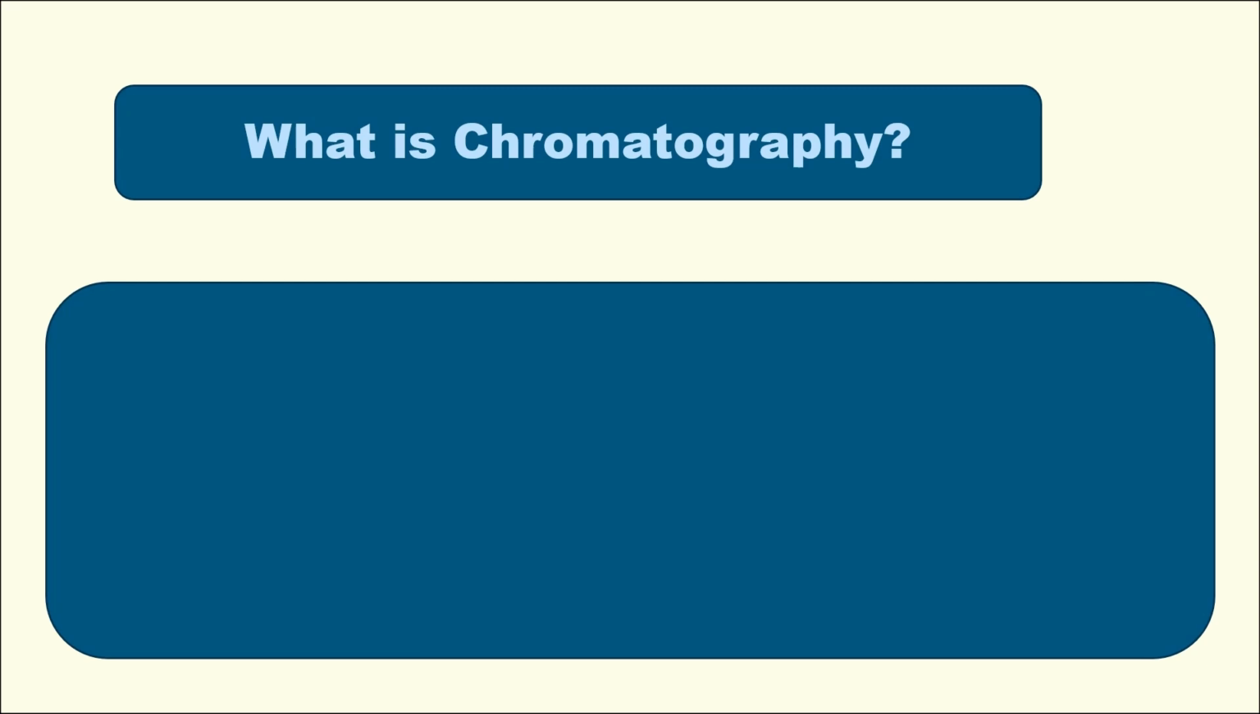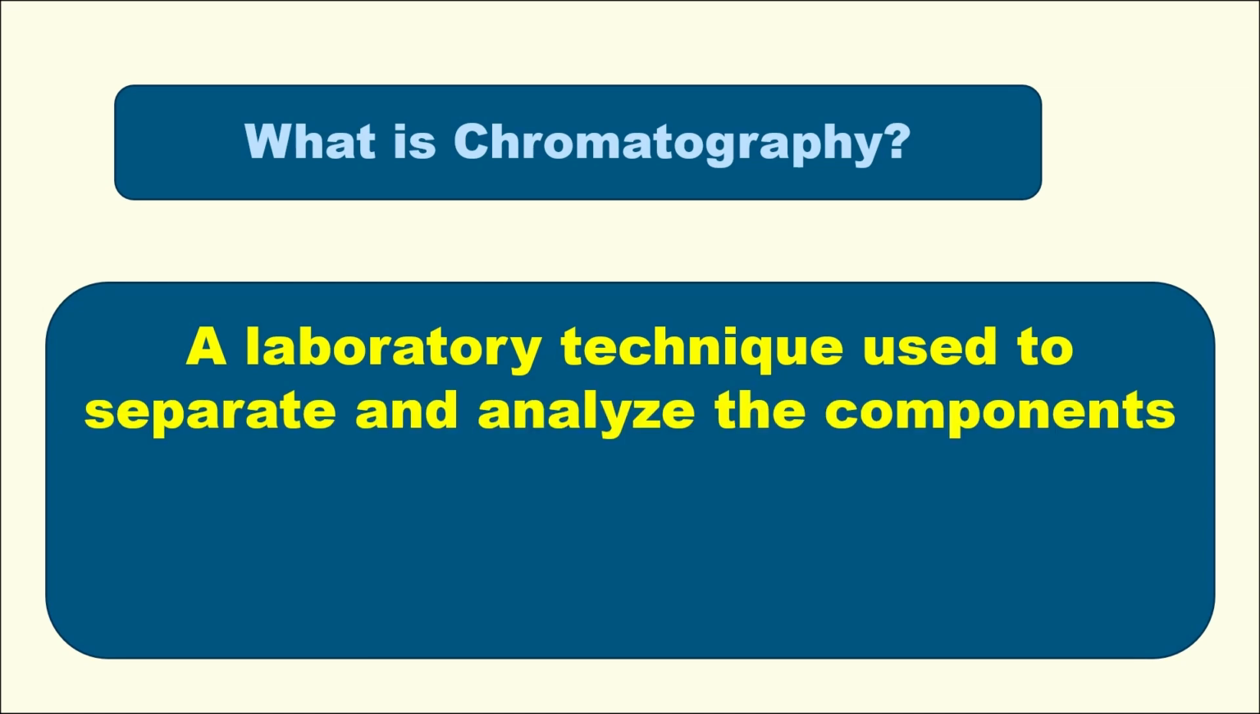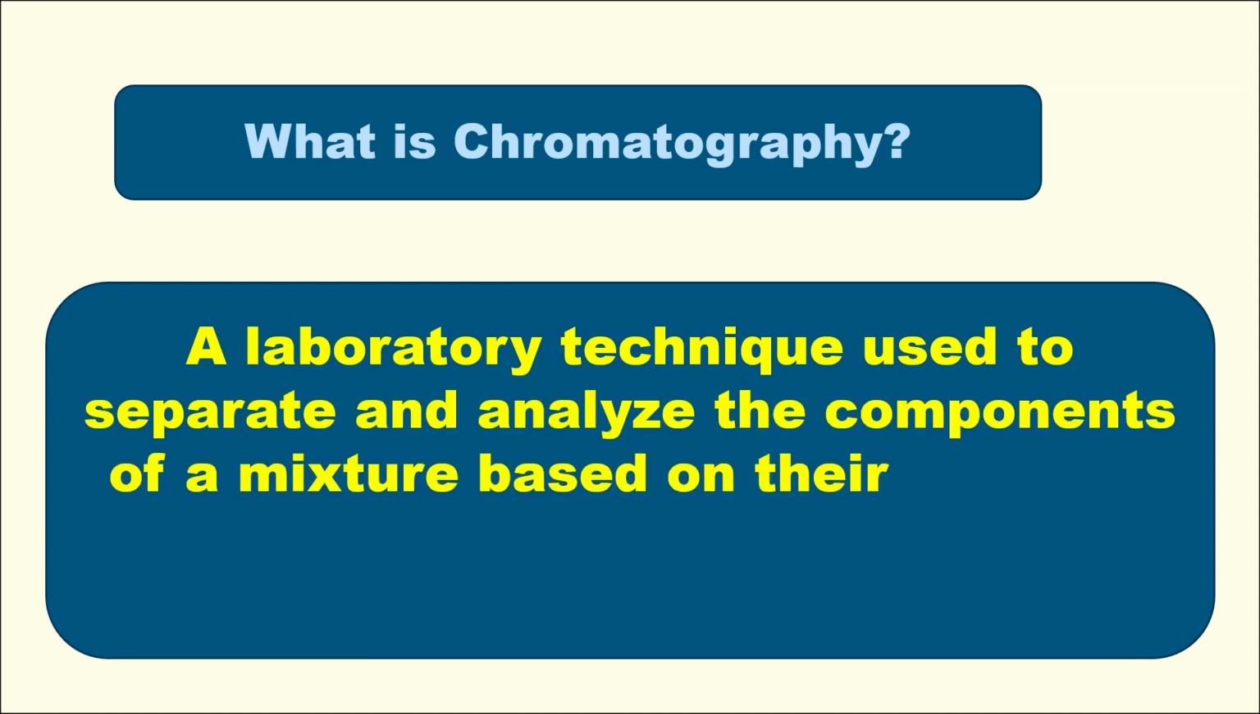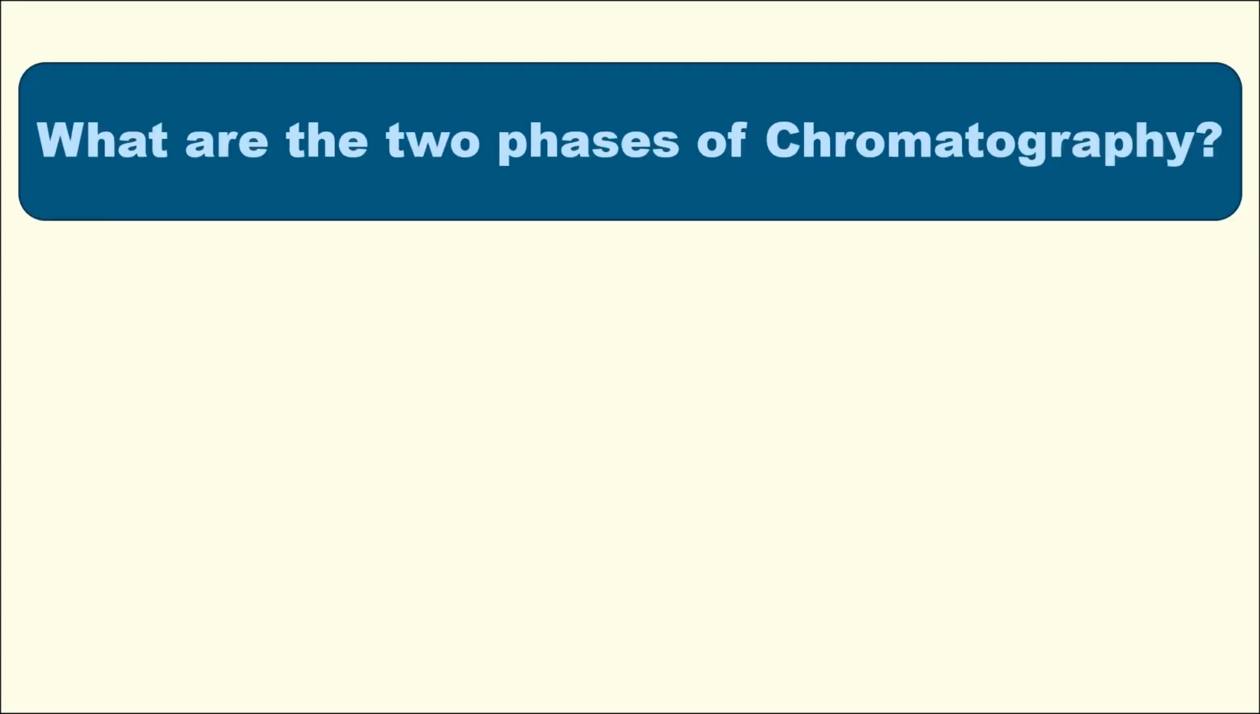So, what's chromatography? First, let's understand what chromatography actually means. It's basically a lab technique used to separate and analyze the components of a mixture based on their different physical and chemical properties. In simple words, chromatography is a separation technique, just like how we sometimes do decanting to separate a precipitate from a supernatant. Chromatography works in a similar way, but with more precision, and it helps us break down mixtures into their individual parts.